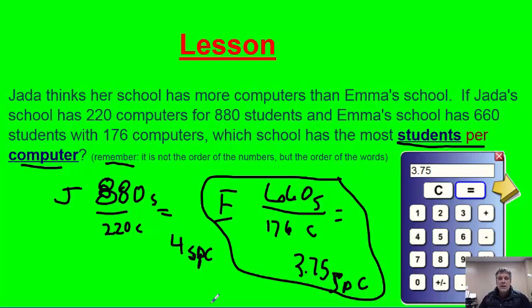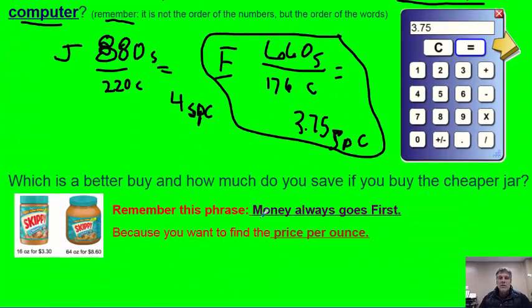All right, let's look at one more quick, and we'll go, which is a better buy? You see this all the time. Having 5 kids, diapers, a whole row, which is the better price. Same thing with peanut butter. Do you always buy the big one, or do you buy the medium-sized one? So, which is a better deal? And how much do you save if you buy the cheaper jar?